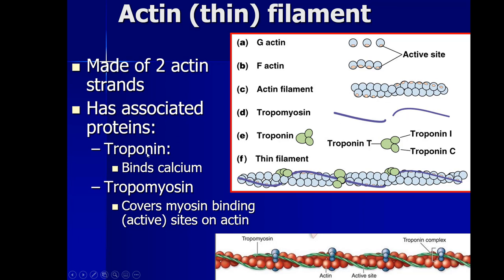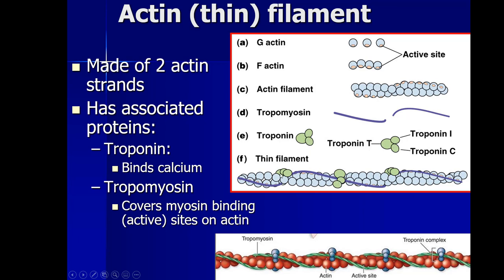And it has some proteins that are attached to it. These proteins are troponin, which is more globular in shape, so it would be this structure right here. Actually, it has 3 subunits. You don't need to be familiar with the 3 subunits, though. Just know this is troponin.